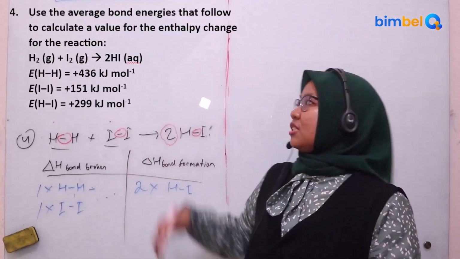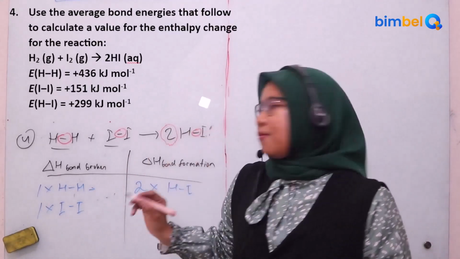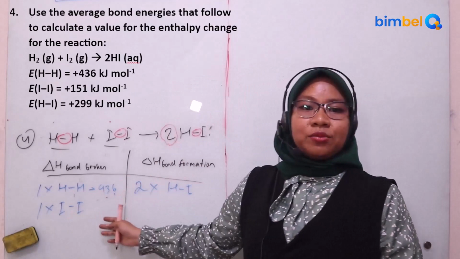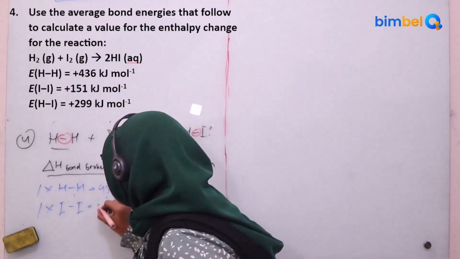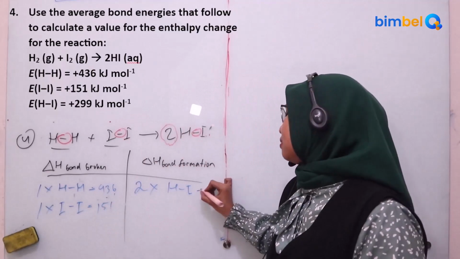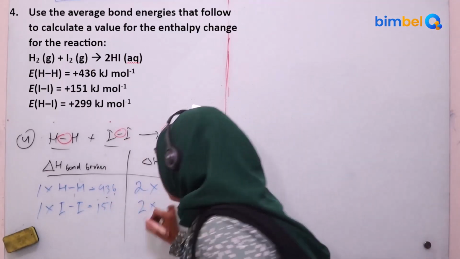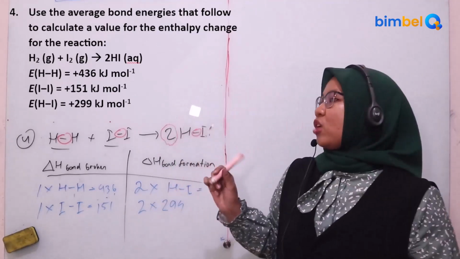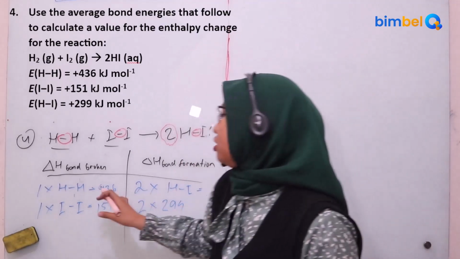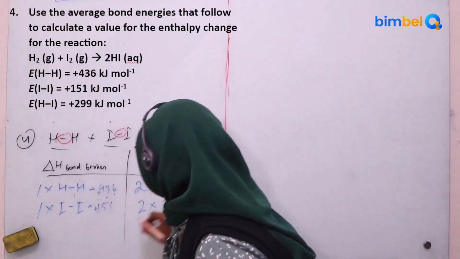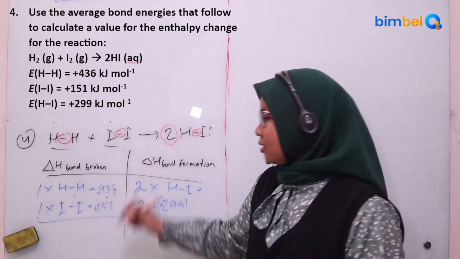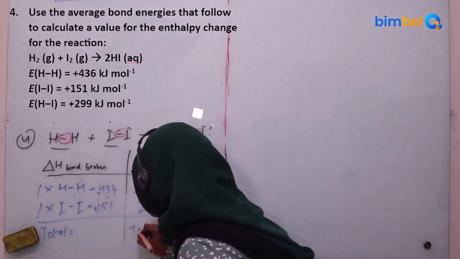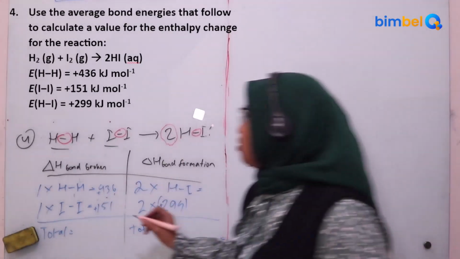For the H-H bond, the energy, you can look at here, is 436 kilojoule per mole. And for the I-I bond, you have 151 kilojoule per mole. And for this one, 2 times 299. Remember, if you have a negative value, then you include the negative, but since these are all positive, you can add positive numbers. So you can just calculate the totals.